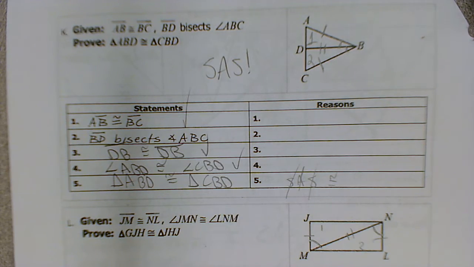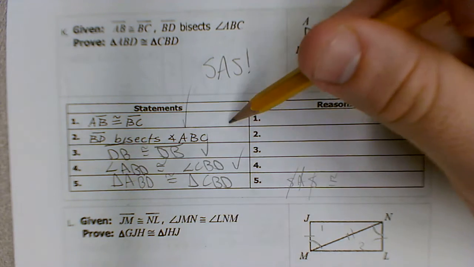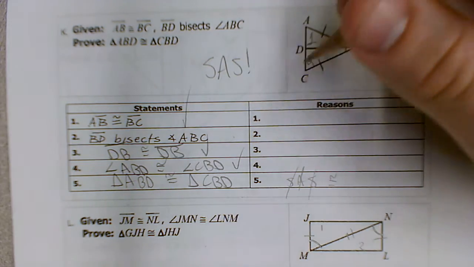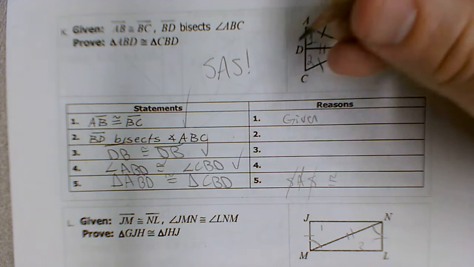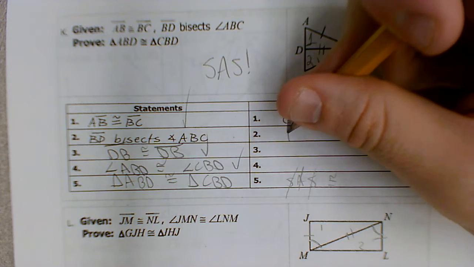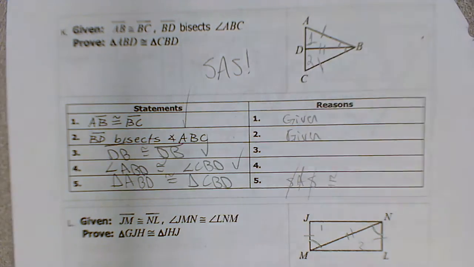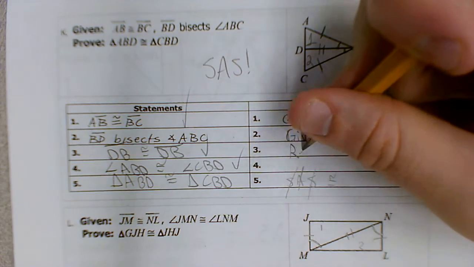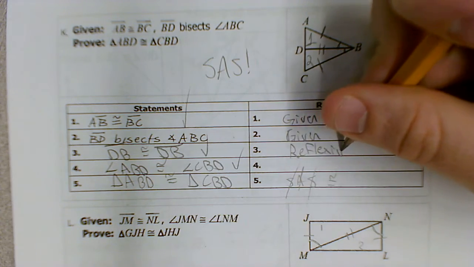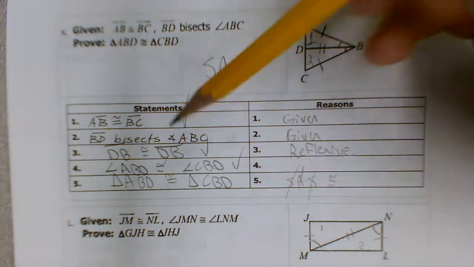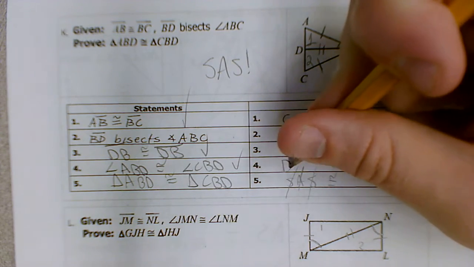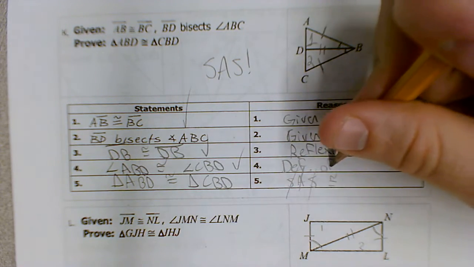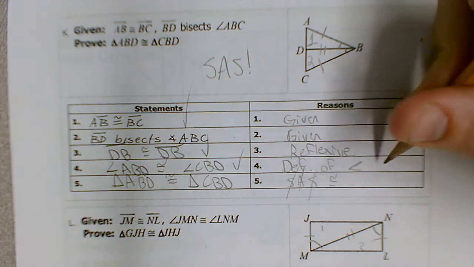Okay, the last thing I need is my reasons. The first two were given. I was told that AB is congruent to BC. That's given. And I was told it was a bisector. What I wasn't told was that DB is congruent to itself. This is the reflexive property. Finally, I know that these two angles are the same because of the definition of angle bisector.